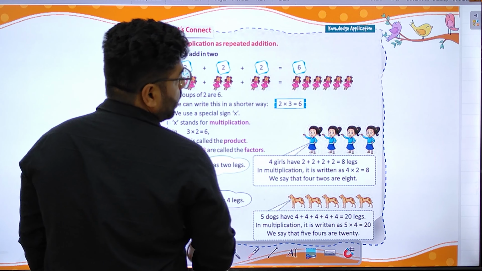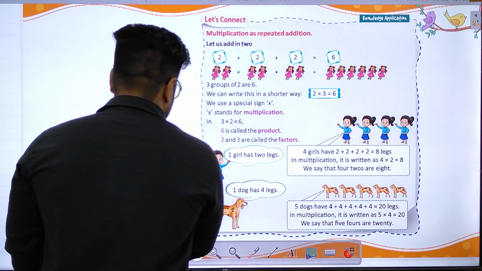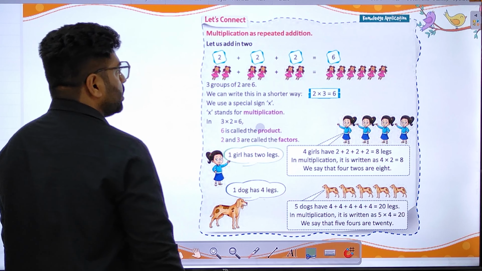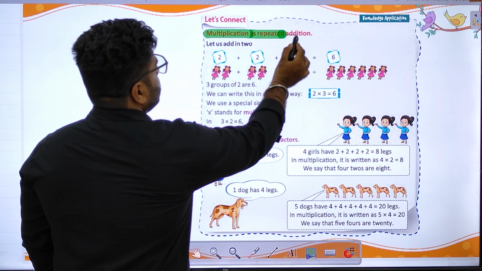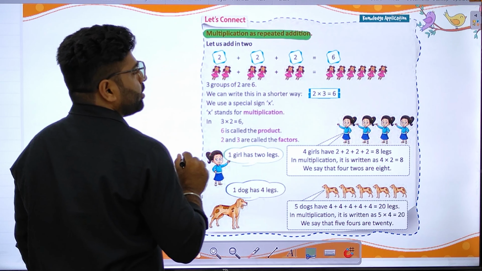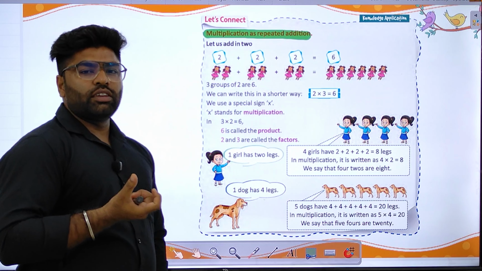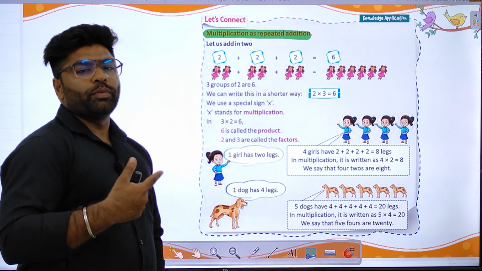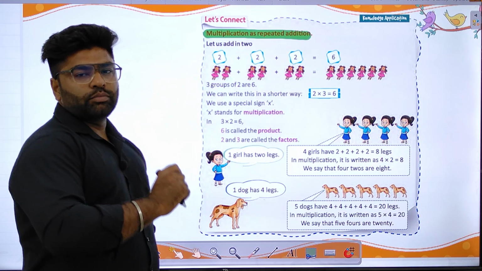Okay, let's see what we are having. Here we are having some concepts just like we have discussed in our previous classes. So the first thing we are having is multiplication as a repeated addition. When we have the same number, we have to add that particular number so many times. So we can change that in multiplication.